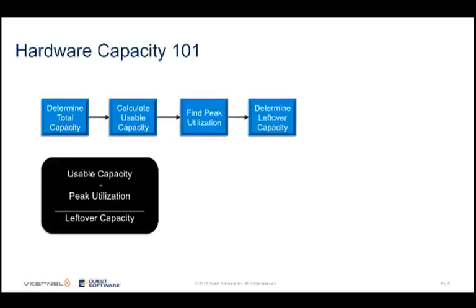After that, we're going to use a combination of the usable capacity and the peak utilization to figure out what's our leftover capacity in each of these categories. So say I've got 4 hosts, 100 gigs apiece, and I've got HA enabled, so I've only got 300 gigs of memory that I can use, and I discovered that my peak utilization is 200 gigabytes of memory. So that means I have 100 gigabytes left over of memory.